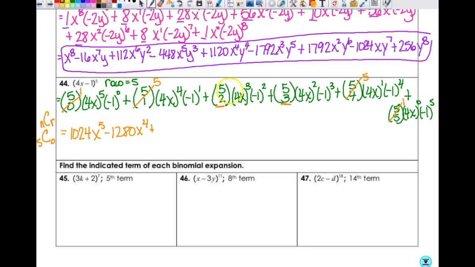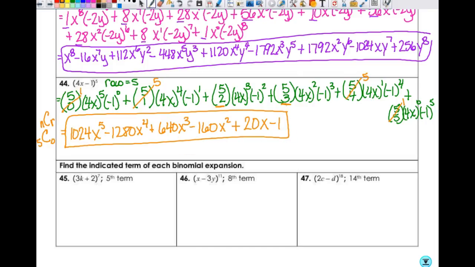Plus, then when you do this combination, multiply it by 4 cubed, and then a positive 1, you're going to get 640 x cubed. You do this combination in the calculator, times 16 times a negative 1. It's going to be negative 160 x squared. Plus, and then this is going to be just 5 times 4 times a positive 1, so that's 20 x, and then this is to the 0 power. This is going to give me a negative 1 times 1, just minus 1. And there you go.